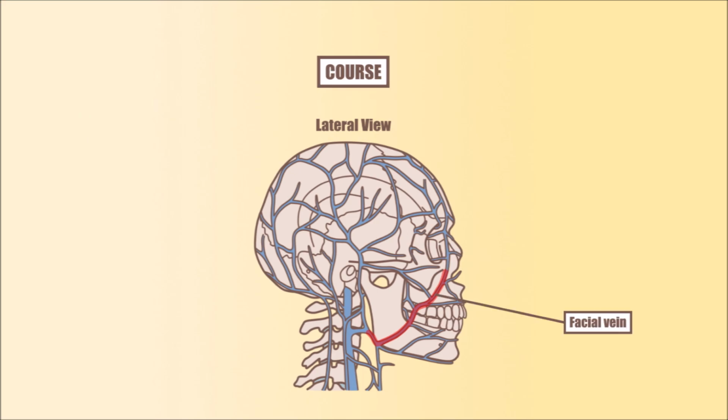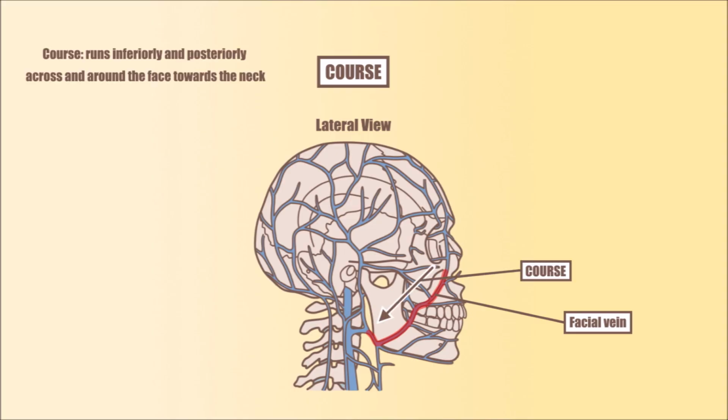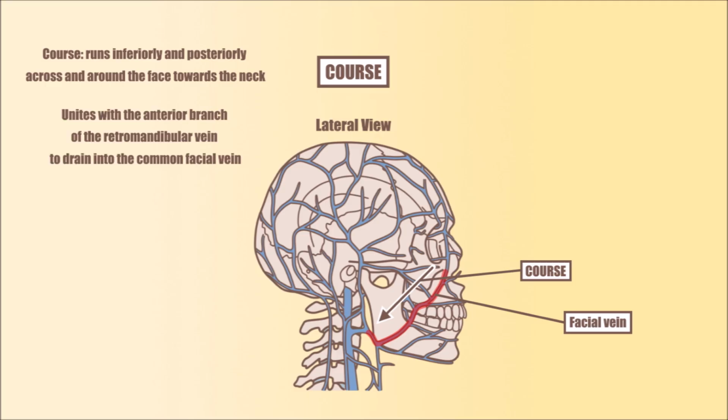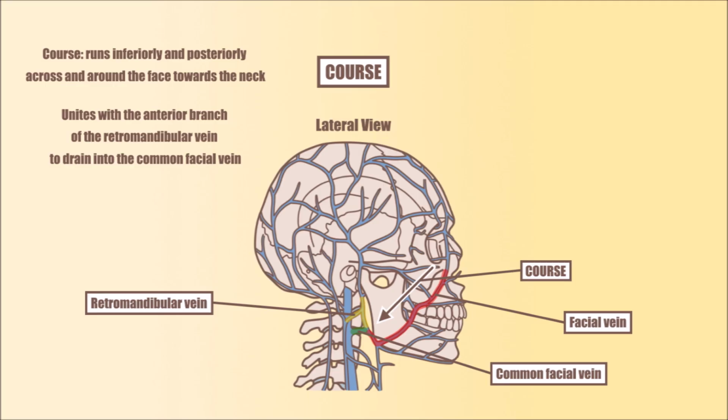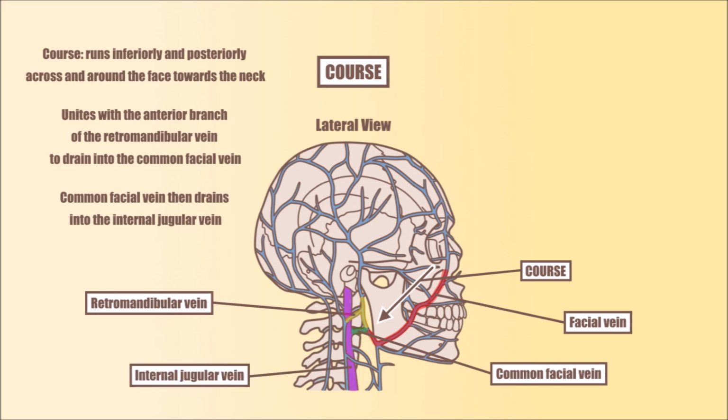What is the course of this vein? This vein runs inferiorly and posteriorly across and around the face towards the neck. It then unites with the anterior branch of the retromandibular vein to form and drain into the common facial vein. The anterior branch of the retromandibular vein can be seen here highlighted in yellow and the common facial vein in green. The common facial vein then drains into the internal jugular vein, seen here highlighted in pink.